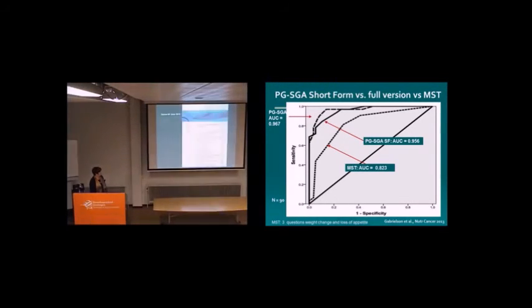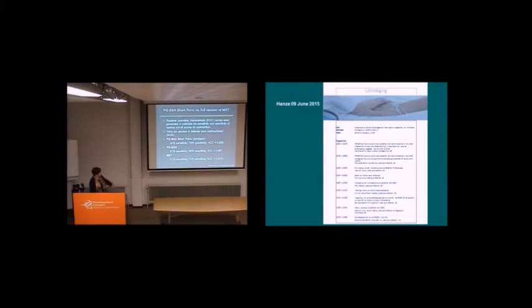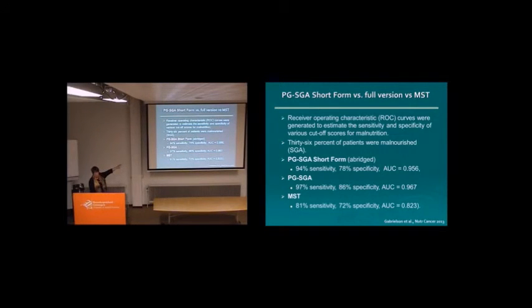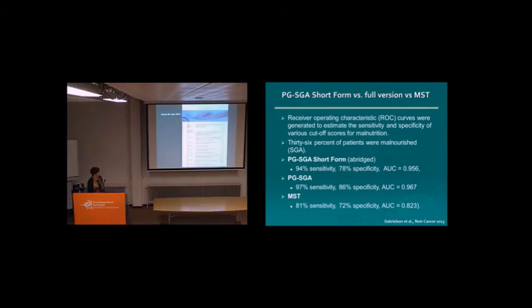This just explains a little bit more. Sensitivity and specificity. Important things when you're looking for research or whether it's a tool to use. Short form, 94% sensitivity, 78% specificity. PG-SGA full form, slightly better, but still very close. The MUST, which is what was validated in an acute setting, healthy people, but it's used in a lot of other settings. Sensitivity much lower, specificity much lower, and the AUC of whether it's defining it is much different.